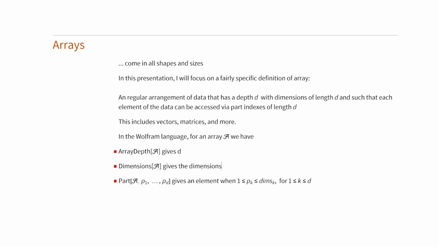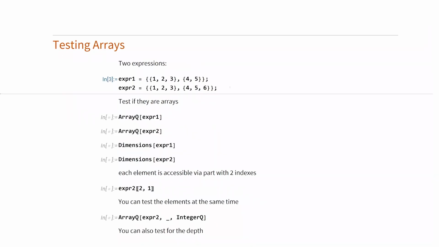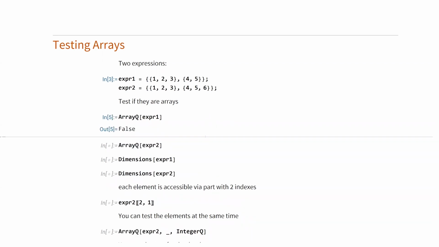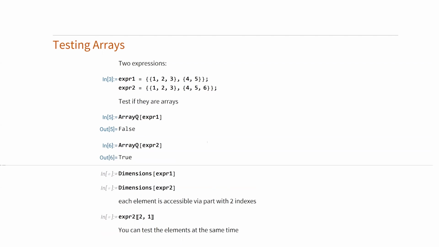and Part, as long as you have d parts, will give an element of the array. So let's take some examples. A basic test for an array, and this is going to be useful in a lot of functions you write, is ArrayQ, and it's either going to be true or false. A Q function will be true or false, and then we can also do the dimensions of those.